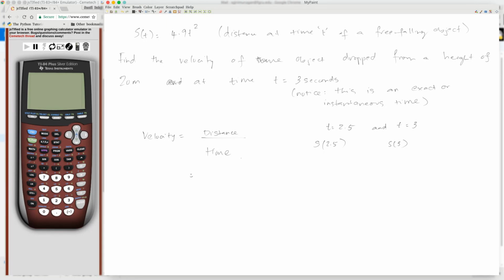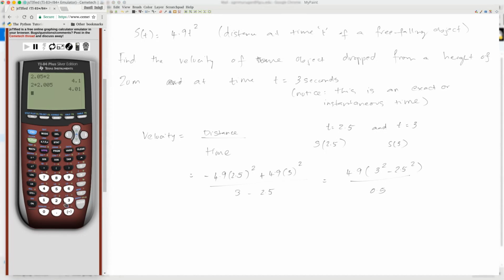So the distance over here would be 4.9 times 2.5 squared minus 4.9 times 3 squared, or the other way around, so minus and plus, over 3 minus 2.5. So that would give us 4.9 times 3 squared minus 2.5 squared over 3 minus 2.5, which is 0.5. I could go ahead and compute this value.